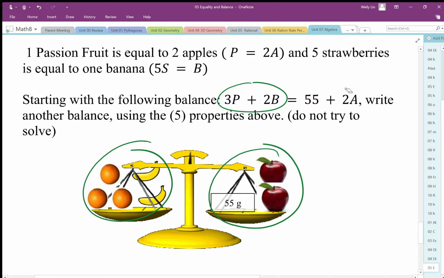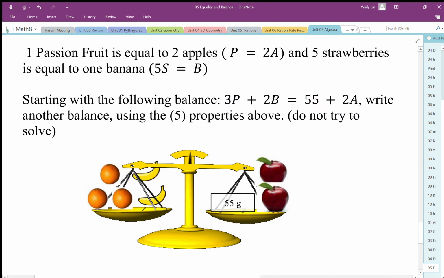And we want to use the 5 properties above and try to write a new balance. We're not solving anything. We can't actually solve this, but we're going to try to write a new balance. And we're going to use the 5 properties above. So just a reminder, the properties are, property 1 is adding, property 2 is subtracting on both sides, property 3 is multiplying both sides, property 4 is dividing both sides, and property 5 is like for like replacement.